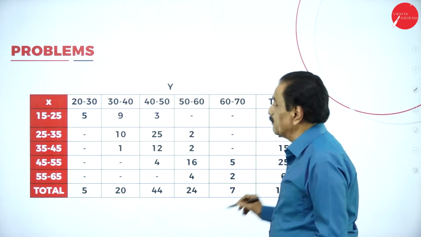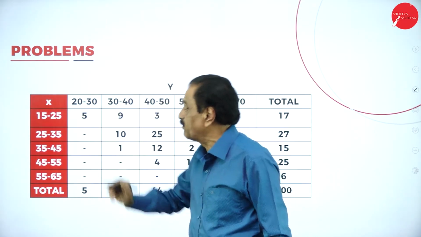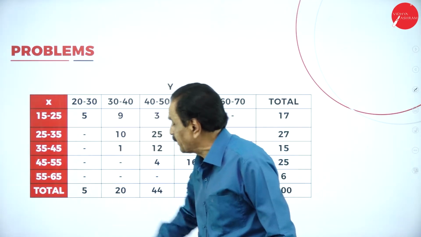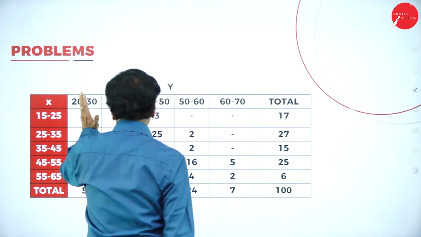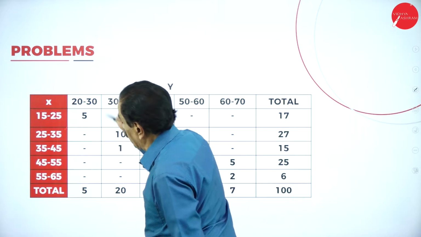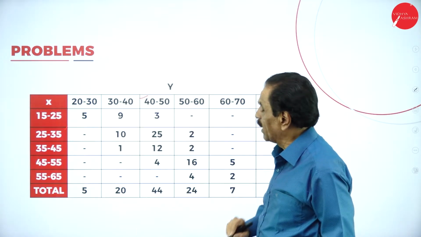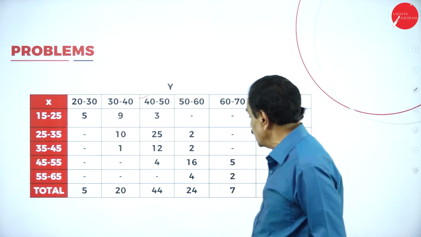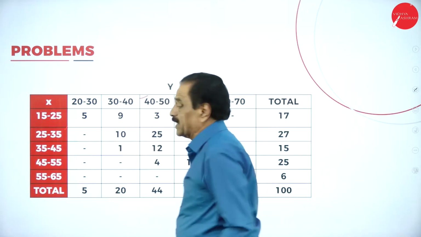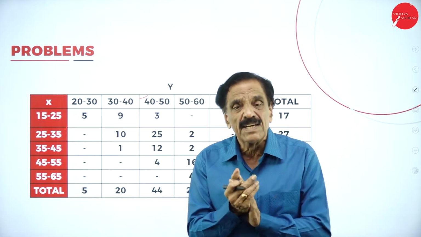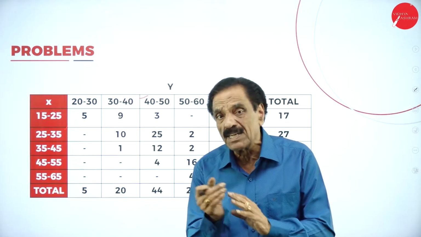The table is a little bit tough, so slowly we can go. The problem is given: 15 to 25, 25 to 35, 35 to 45, 45 to 55, 55 to 65, and 20 to 30. This goes in favor of x, and this is y. The frequency is common for x and y. The total frequency is 100. So what is correlation? It is a relation between the two variables x and y.